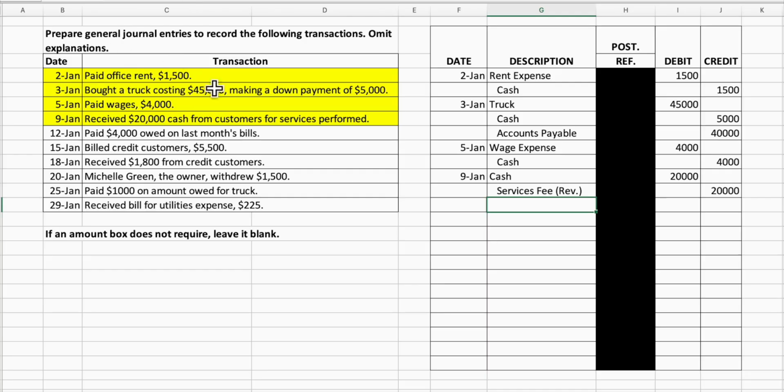So just remember services fee is revenue, and that'll take care of that journal entry.